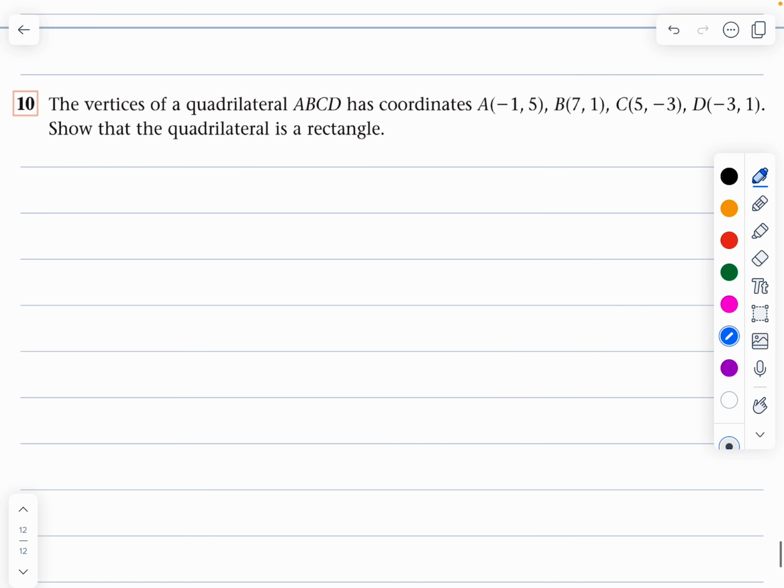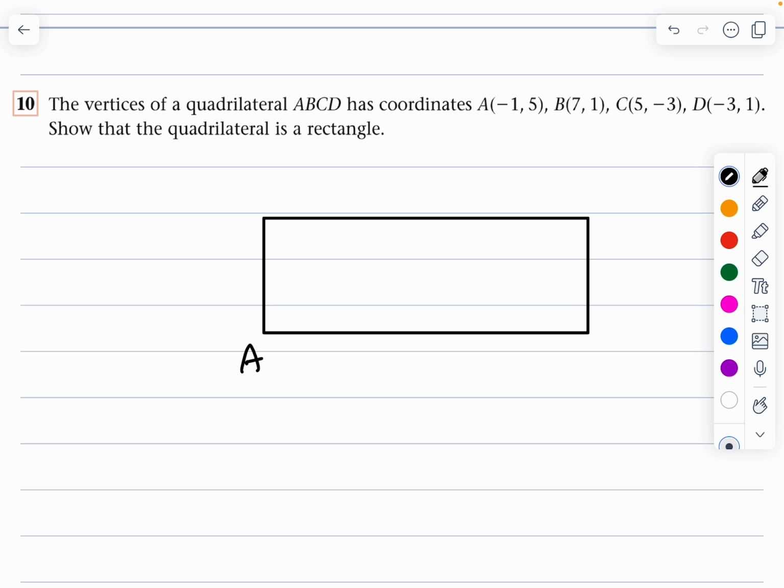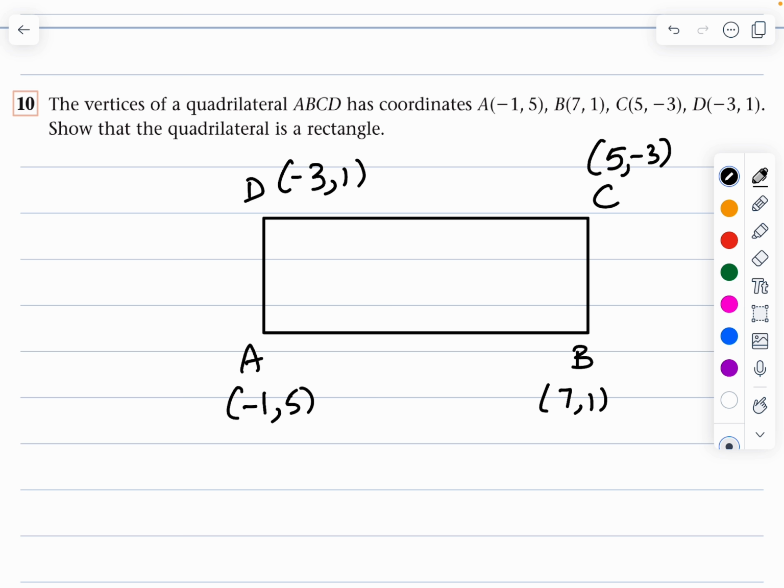Question number 10. Last question. Show that these vertices of the quadrilateral form a rectangle. We have to prove that it is a rectangle. So what am I going to do? I am going to draw a rectangle over there. A, B, C, D. A is negative 1, 5. B is 7, 1. C is 5, negative 3. D is negative 3, 1.